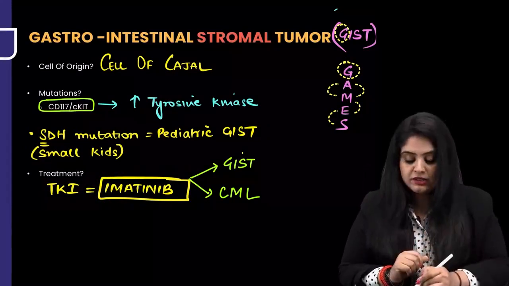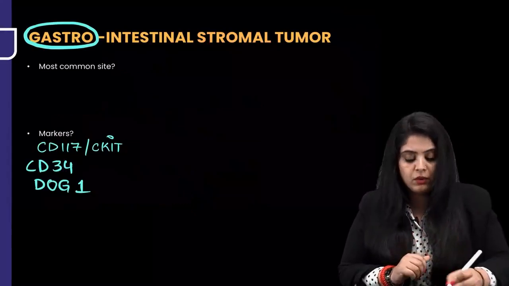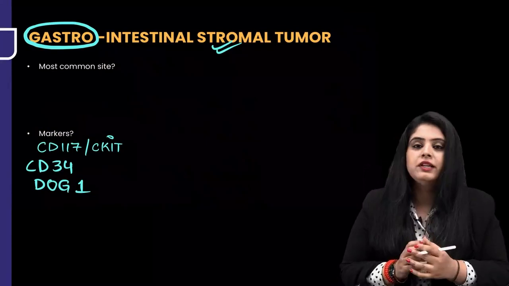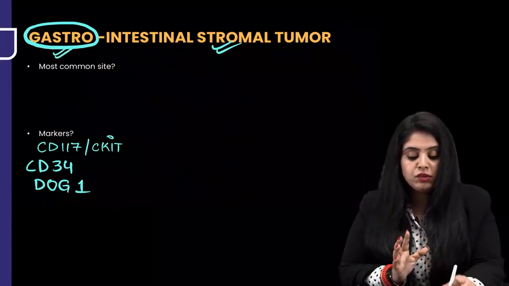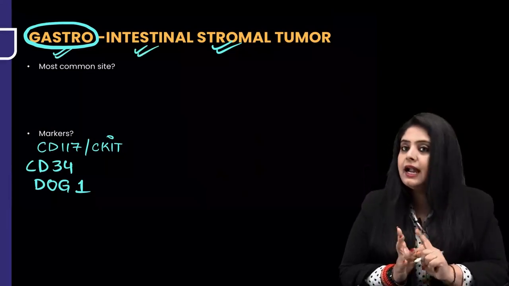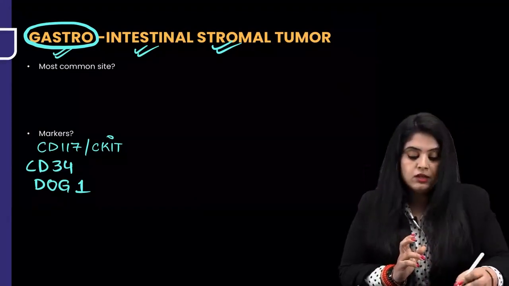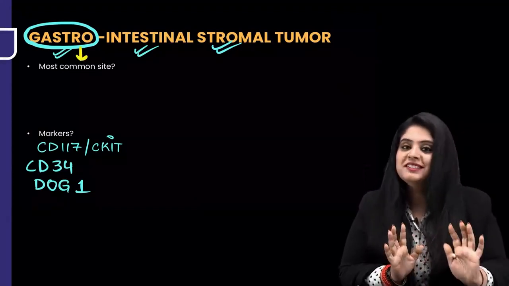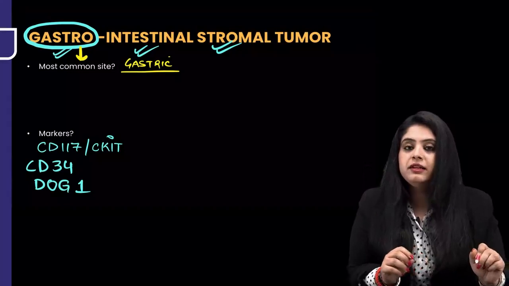Simple. Now what is the last thing that we are left with? What is the most common site? Did you notice up till now, you read the word stromal, so this is a stromal tumor. But this was gastro and intestinal, meaning it happens in the stomach and it happens in the intestine. Now tell me, what is the most common site? Whatever word comes first is what I'll give preference to. So the most common site is going to be the stomach.